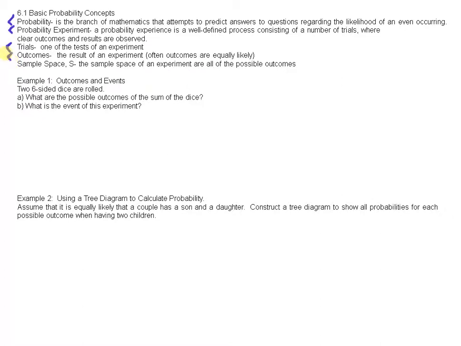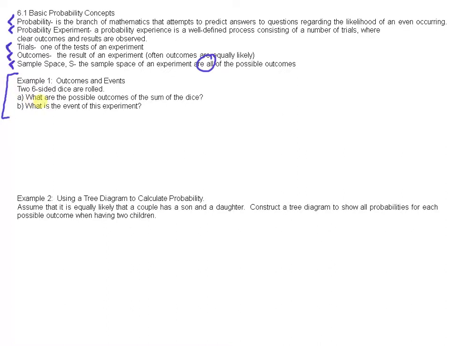So with a coin, it's either heads or tails. And so say we toss a head, our outcome is a head. Okay, and we have a sample space, an S. We kind of talked about this when we did Venn diagrams. The sample space of an experiment are all of the possible outcomes. Okay, so let's take a look.